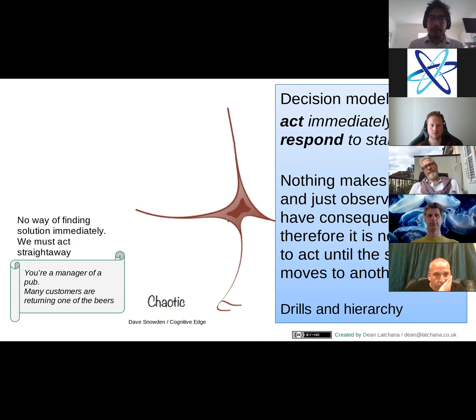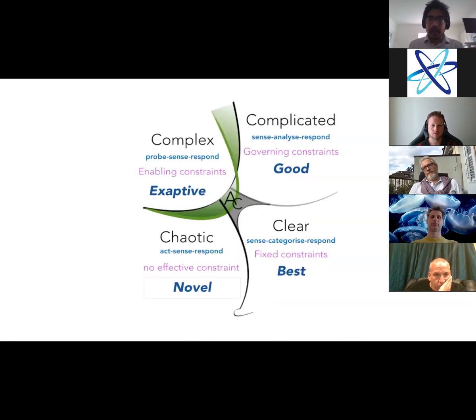So those are the four domains. And I'll pause there in case there are any questions or any additions that people want to build upon what I've shared so far. Okay, doesn't sound like it.